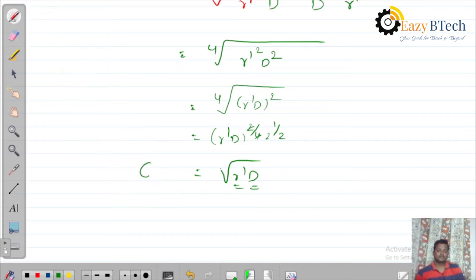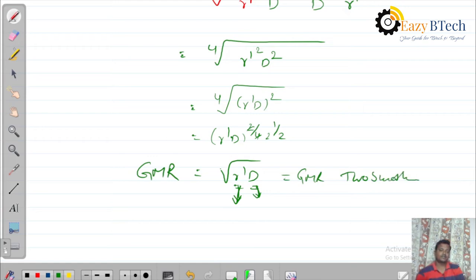If you know the radius of the subconductor and the distance between the subconductors, we can calculate GMR. Again, I am writing GMR. If you know the radius of the conductor and the distance between the subconductors, you can calculate GMR for 2 bundle conductors.